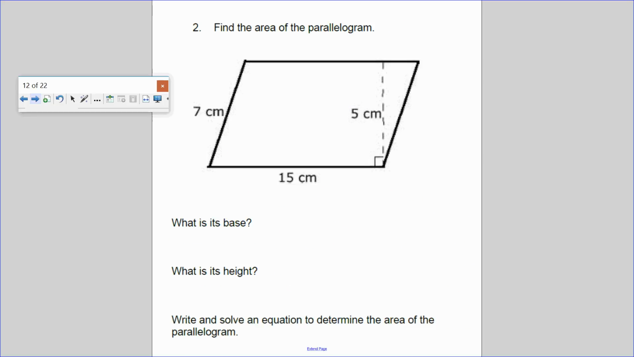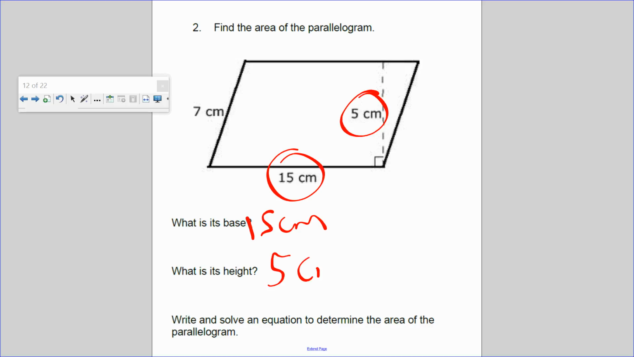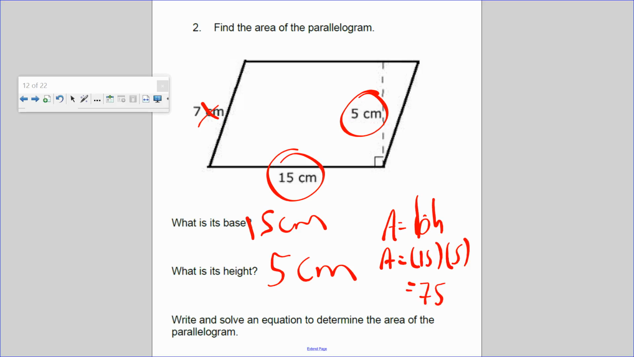What is the base? 15 centimeters. What is the height? Stand straight up. Height is 5 centimeters. I'm going to scratch this out. So write and solve an equation to determine the area of the parallelogram. Area equals base times height. So base times height, that's 15 times 5, is 75 square centimeters.